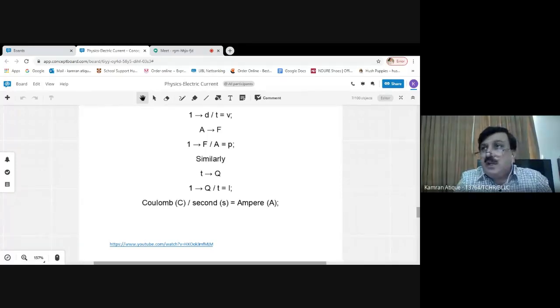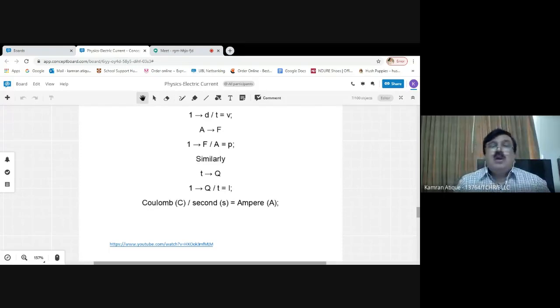Ampere is the name of a scientist once again, just like Newton was the name of a scientist. Beta, in case of speed equals distance over time, we derived the SI unit of speed as meter per second, and no new name was required. In case of force, F equals ma, the SI unit was derived as kilogram meter per second square, and it was named Newton, a new name. In case of pressure, P equals F over A, the SI unit was derived as Newton per meter square, and it was named Pascal. So sometimes we name, sometimes we don't.